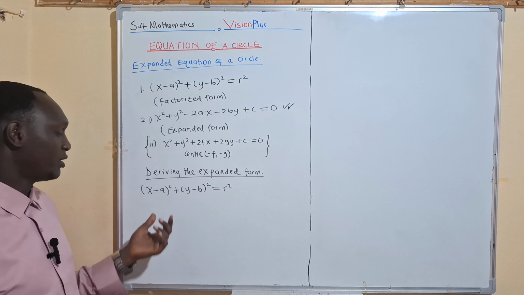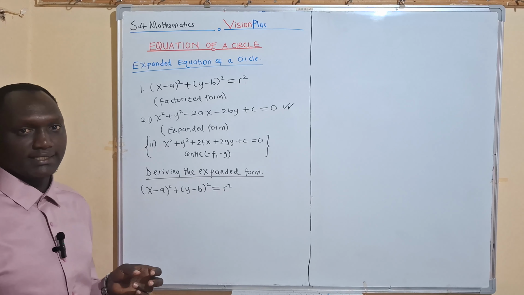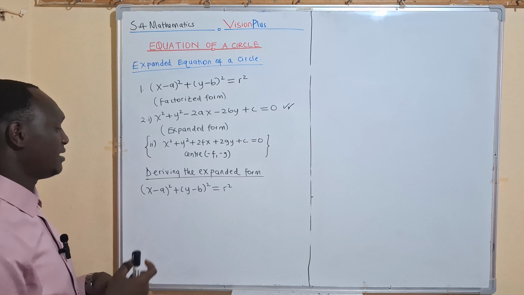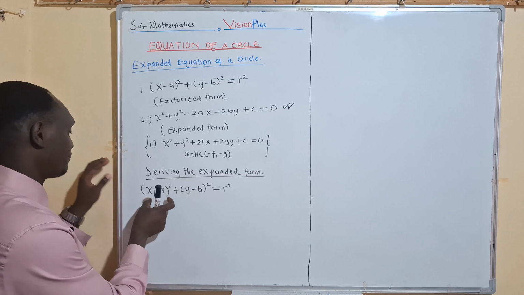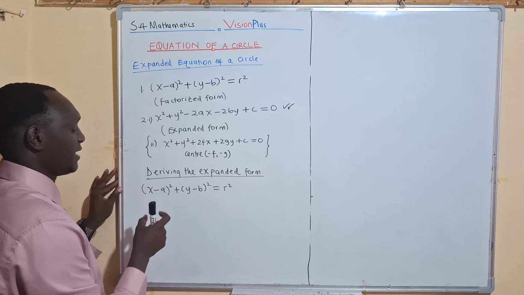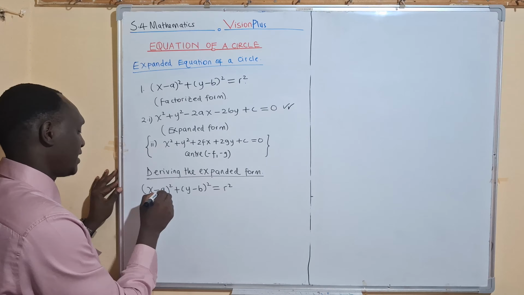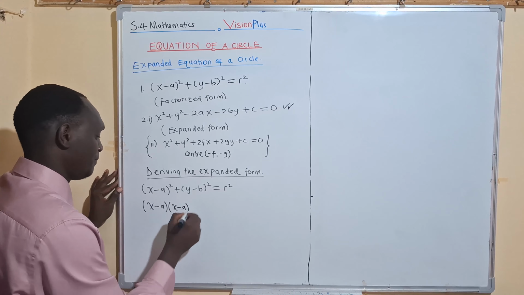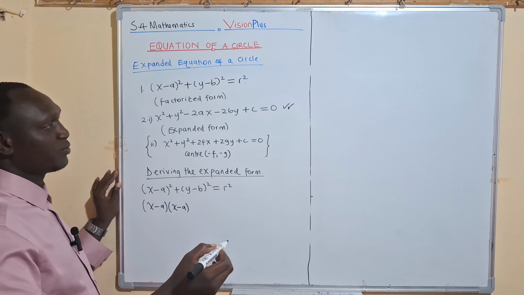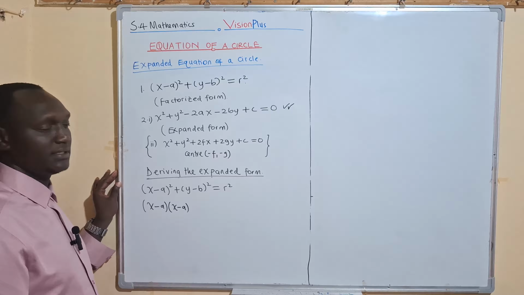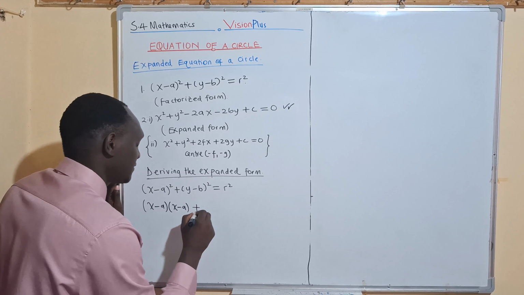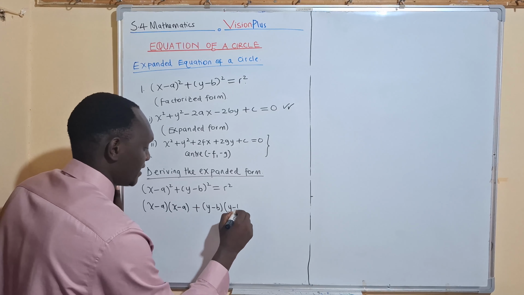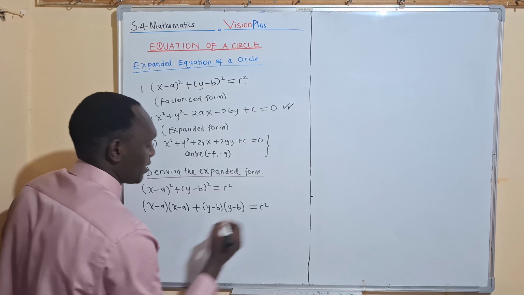What do we do now? We need to expand these two brackets, (x - a)² and (y - b)². We know that (x - a)² is the same as (x - a) times (x - a), because any number squared means the number times itself. Then plus (y - b)(y - b), and we equate it to r².